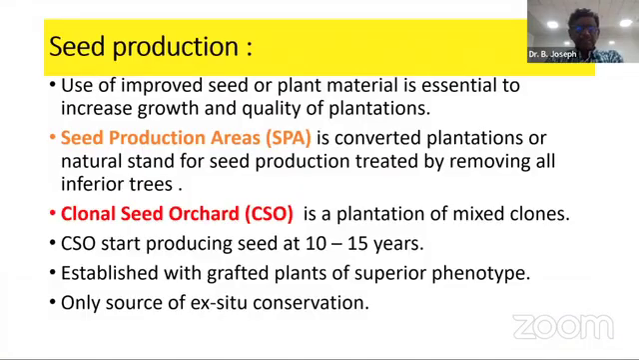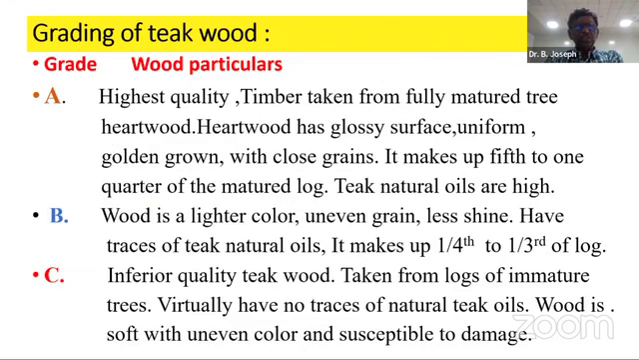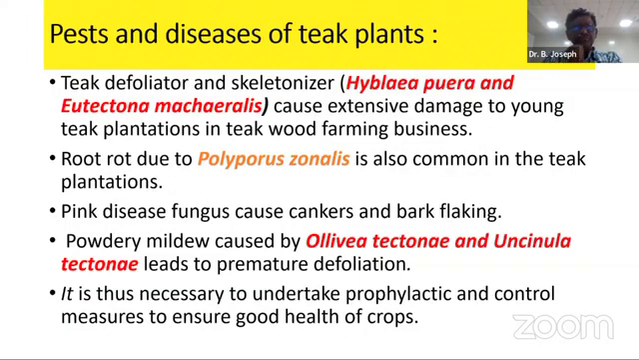Then clonal seed production is also there. Seed production areas are also there. Grading of the teak wood is also important. A grade is the highest quality timber taken usually from mature trees, hardwoods. The wood is lighter in color. B grade and C grade are inferior teak wood taken from logs of the mature trees, which have no traces of natural teak oils. The wood is light in color and susceptible to damage.